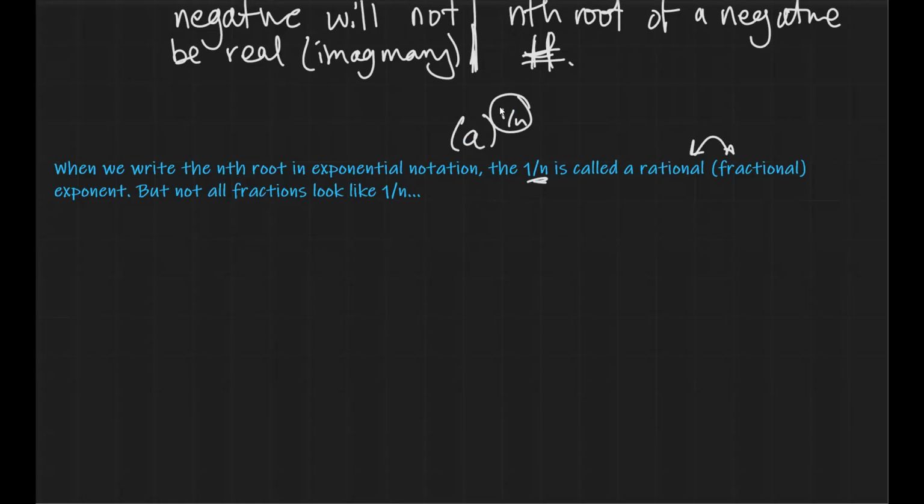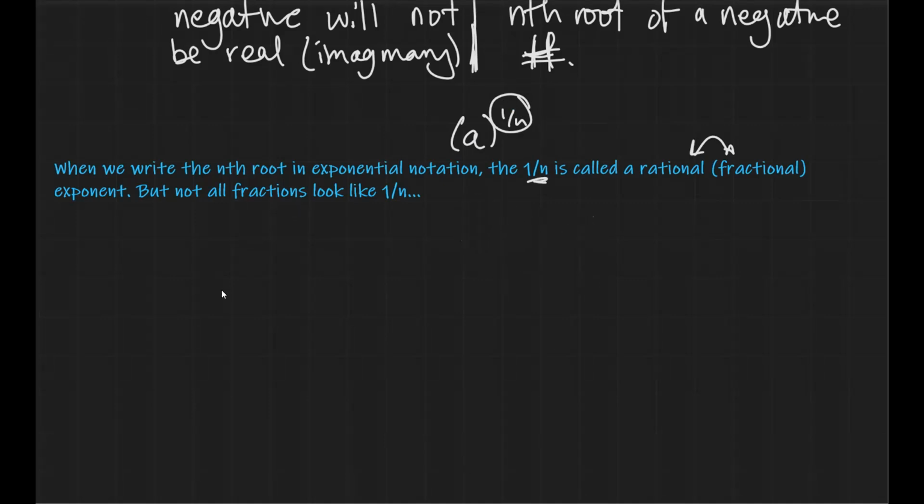So this 1 over n is a rational exponent, and that makes sense, right? Because rational numbers are usually the numbers we can express as fractions, or the ones that have terminating decimals, repeating decimals, etc. They're rational numbers, so we can write them as fractions. So then 1 over n is a type of rational number, okay? But the issue is that 1 over n is too specific, right? Because not all fractions look like 1 over n. For example, 2/3, 7/5, right? So we need to be more general, okay?